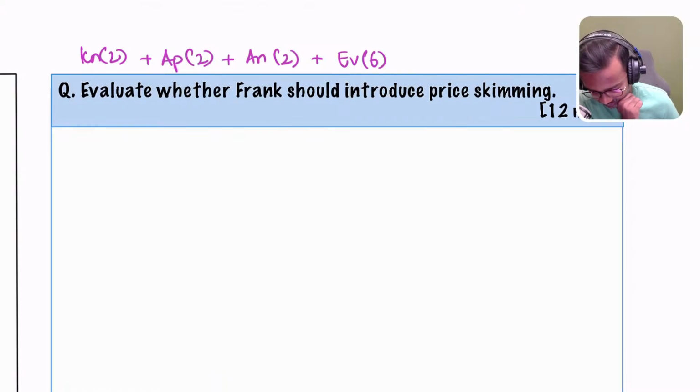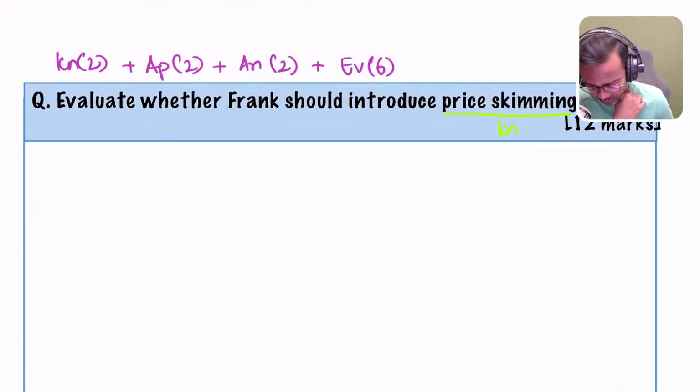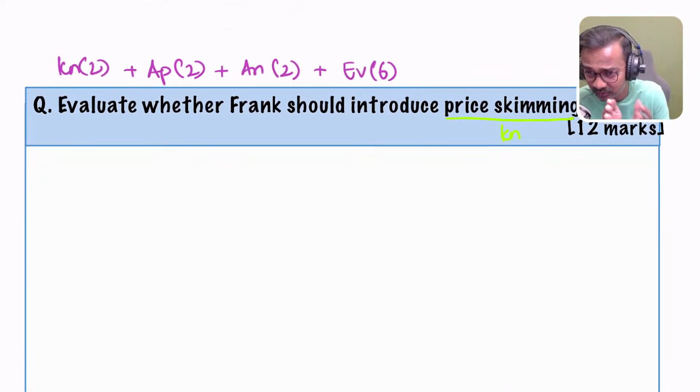Okay? And when I read this question, which says evaluate whether Frank should introduce price skimming, I know that the concept that's being tested here is price skimming. That's the only thing I can define in this question, right? So as long as I talk about that, I'll be okay for knowledge. And again, guys, I would emphasize that you take this process into your exams and do this little bit of brainstorming. Divide your question into these requirements and you'll know what to write about and where to place it in your formats. So in terms of knowledge, as long as I talk about pricing and price skimming, I should be okay.